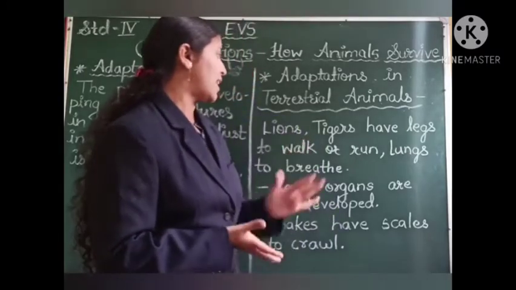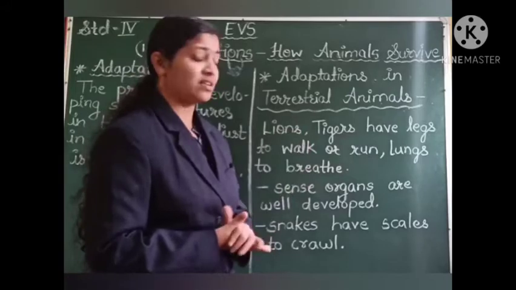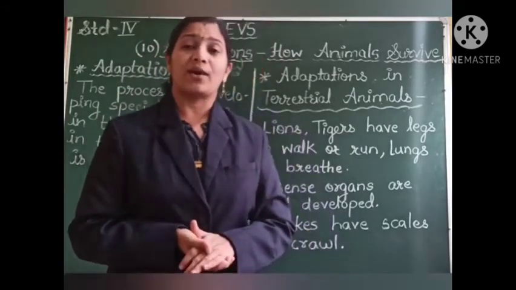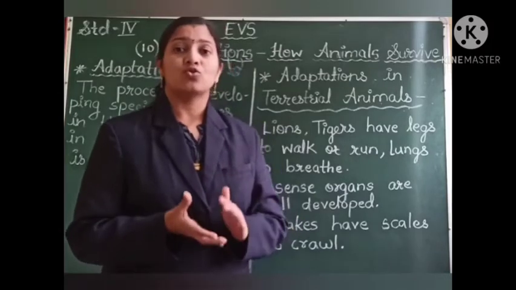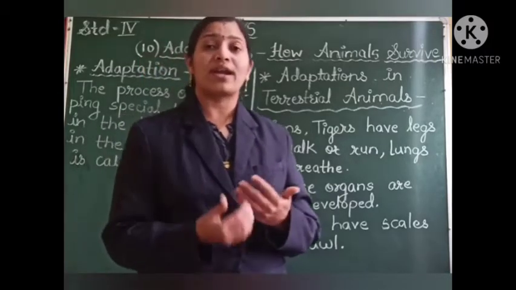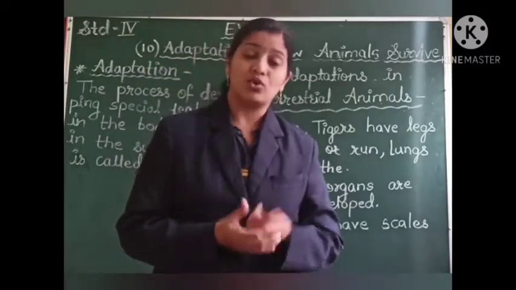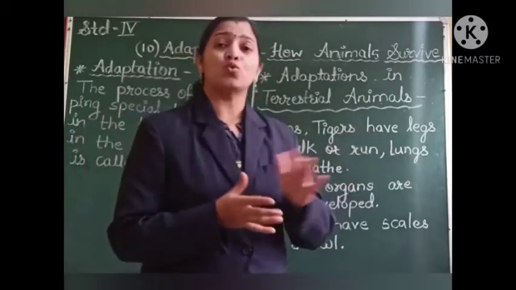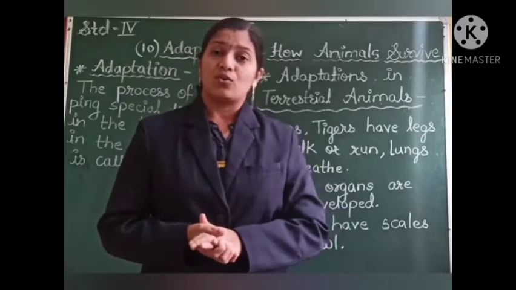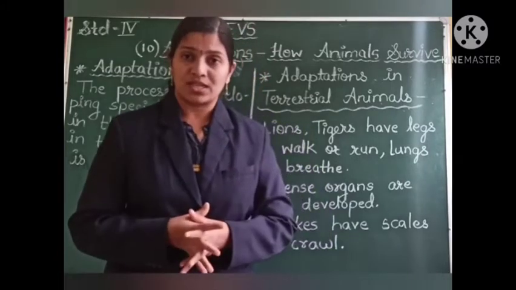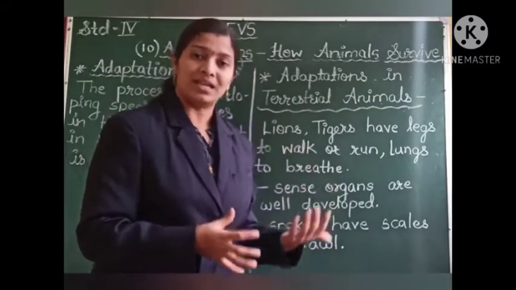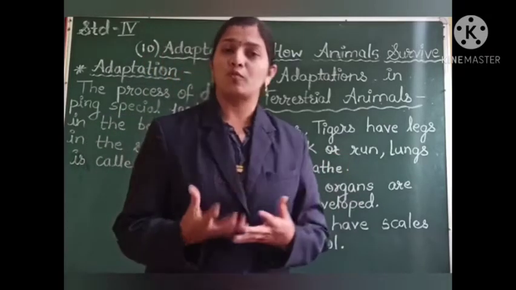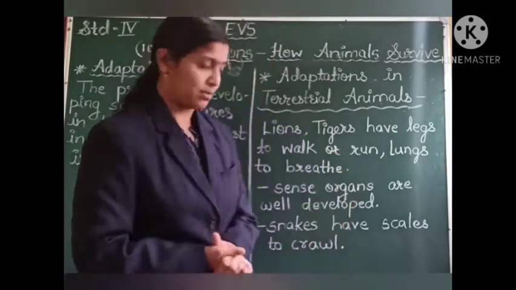So the terrestrial animals like lions and tigers walk and run on the land, and so they have strong legs so that they can easily walk and run on the ground. Also they have lungs to breathe. For the breathing process, they have lungs. Lungs are the organs which do the work of breathing for these land animals.